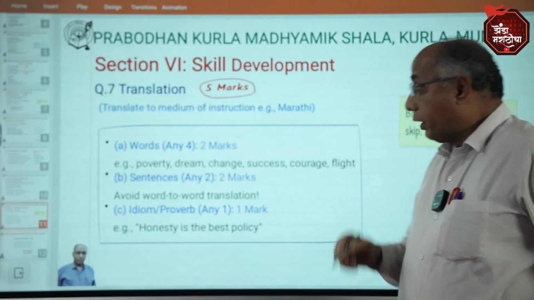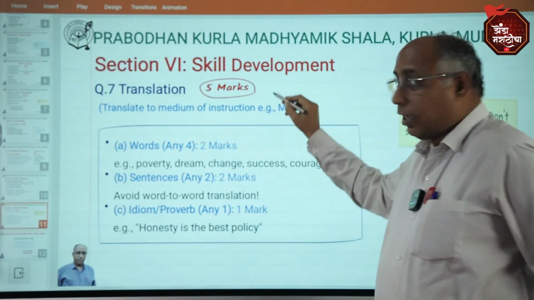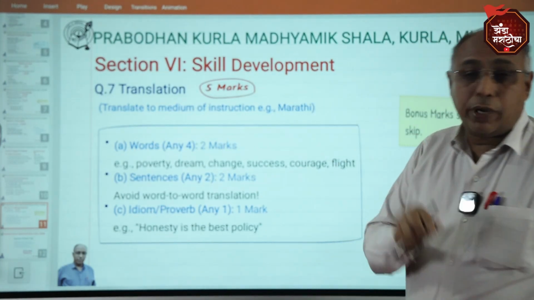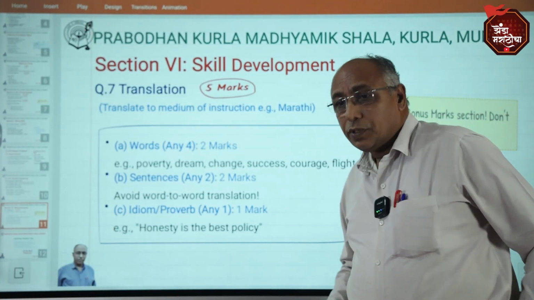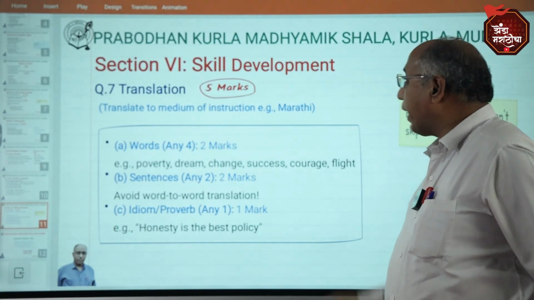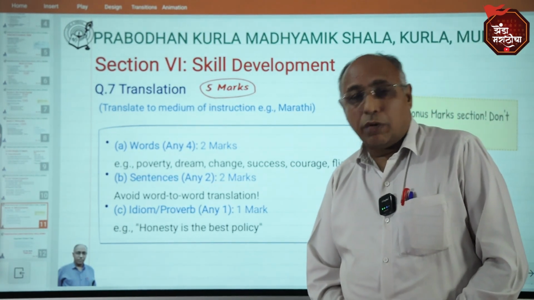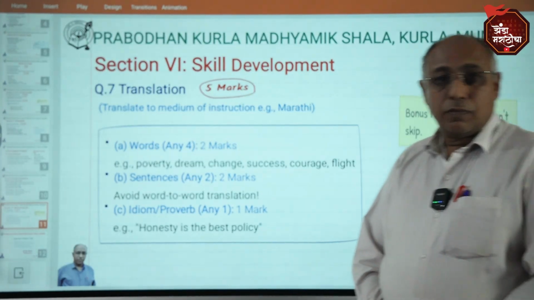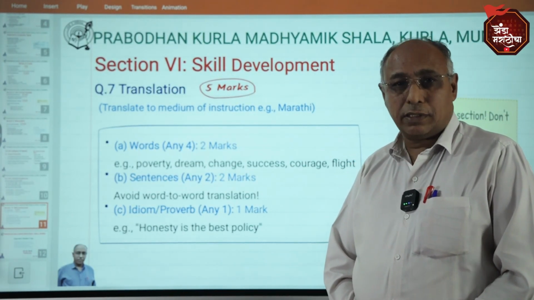In this way, take care to do the last activity, that is the translation activity, means skill development activity, to get full marks. It is very easy. In this way, this whole paper will carry 80 marks, and I expect all the students will get maximum marks in this exam. Wish you all the best. Thank you.